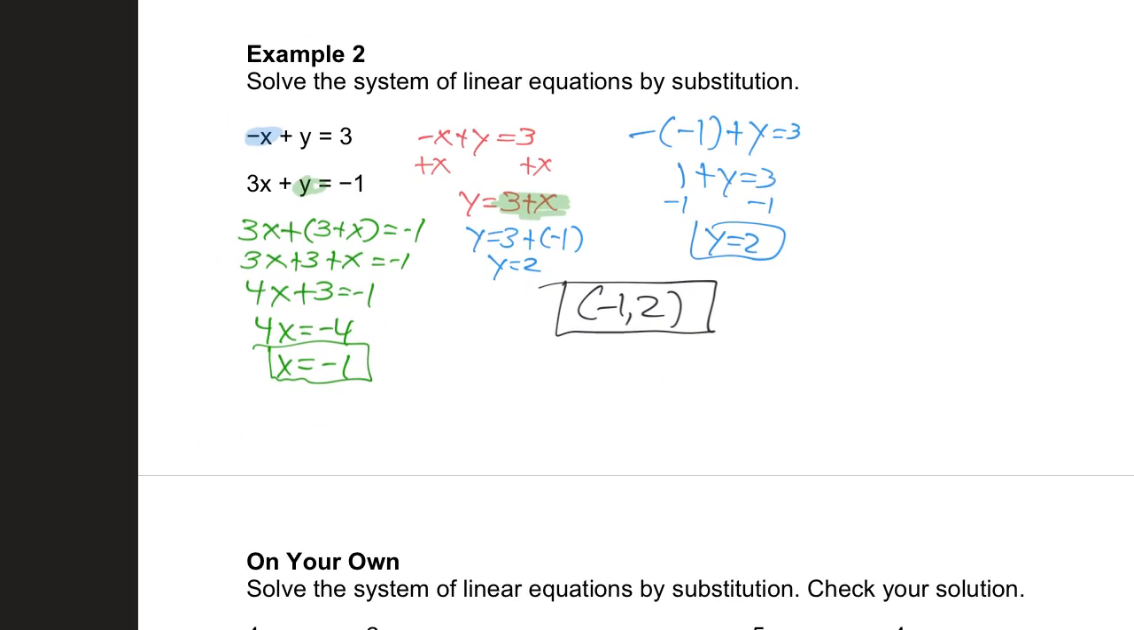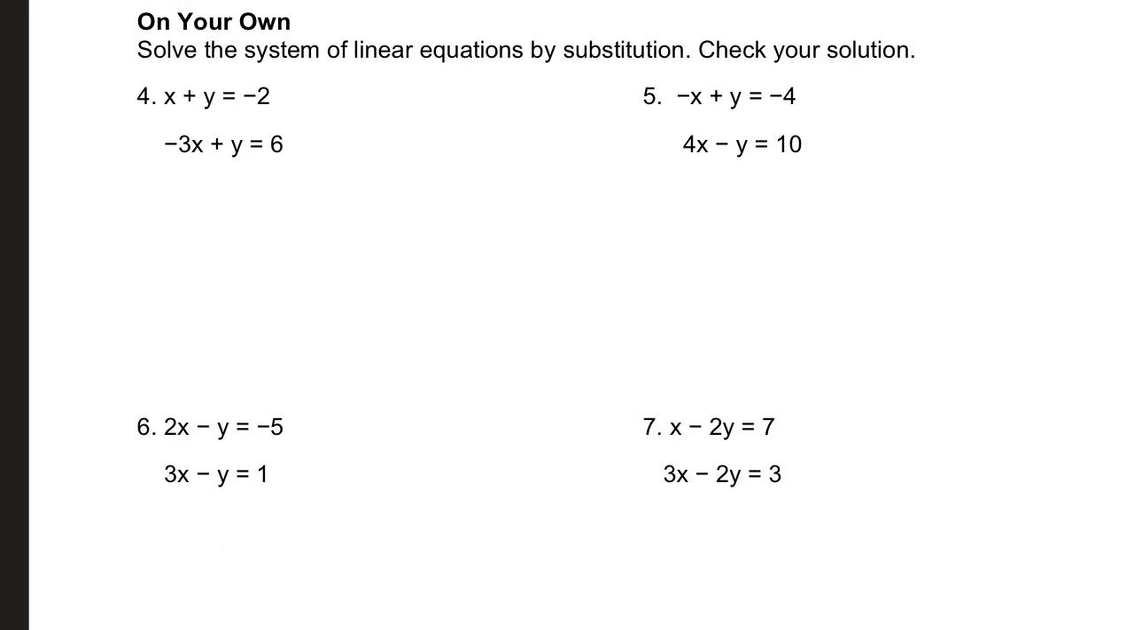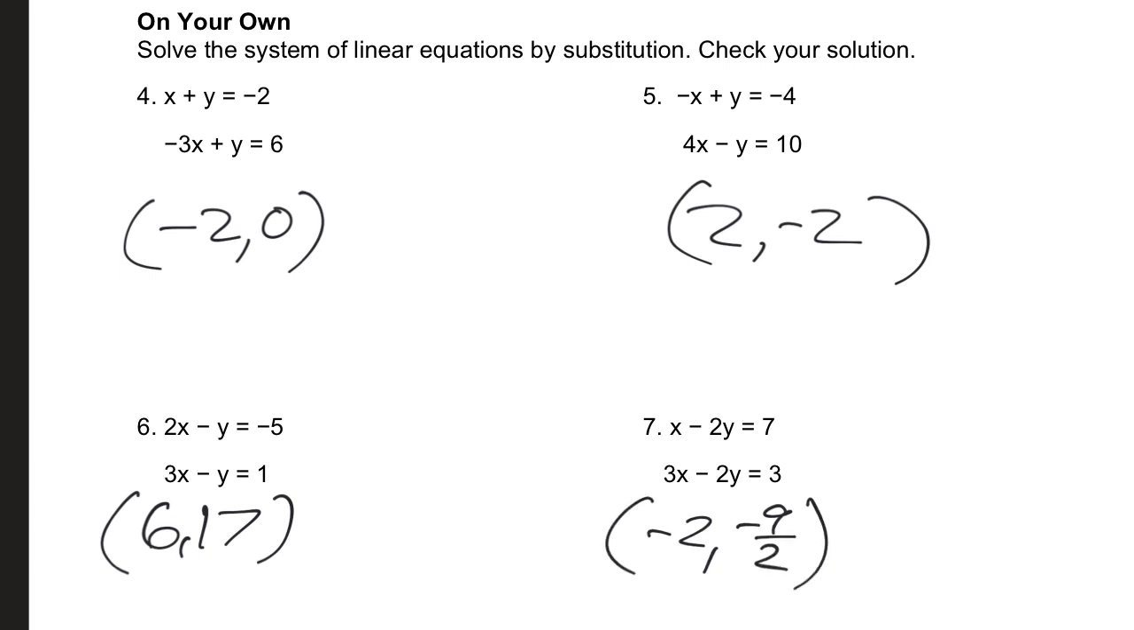Go ahead and pause the video and do the next 4 on your own. So when you're done, go ahead and unpause it and I will tell you what those solutions are. All right, now that you're back, the solutions for these last ones would be -2, comma 0, 2, comma -2. For number 6, you would get 6, comma 17. And then for number 7, it'd be -2, comma -9/2, or -4.5.